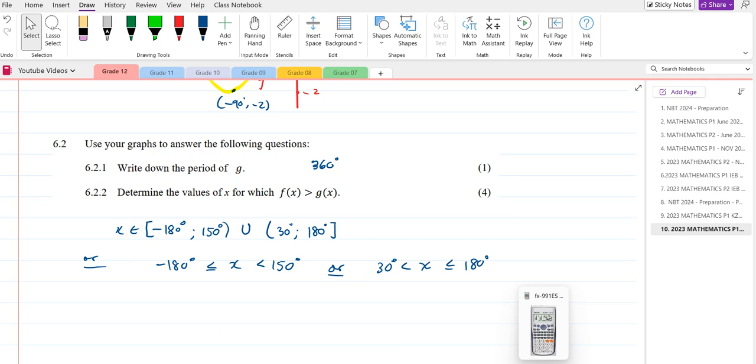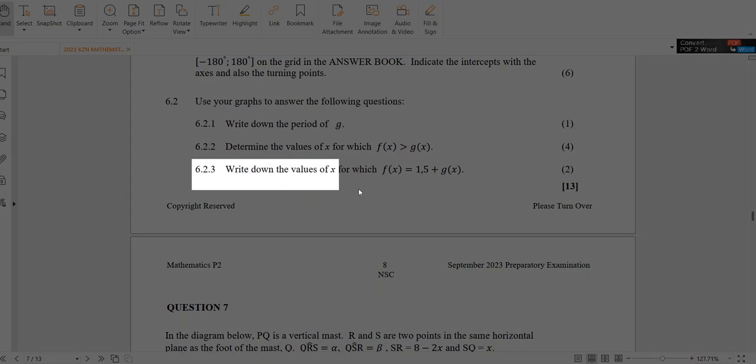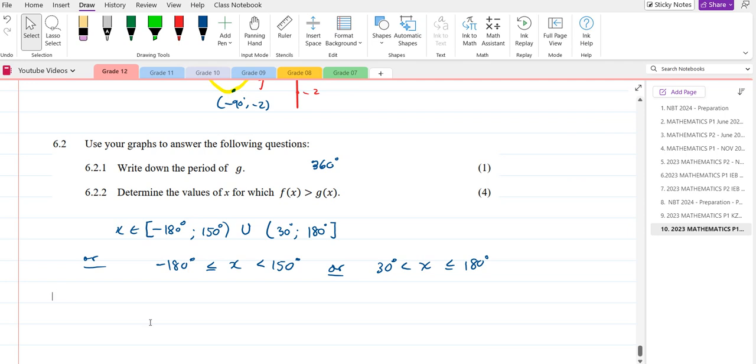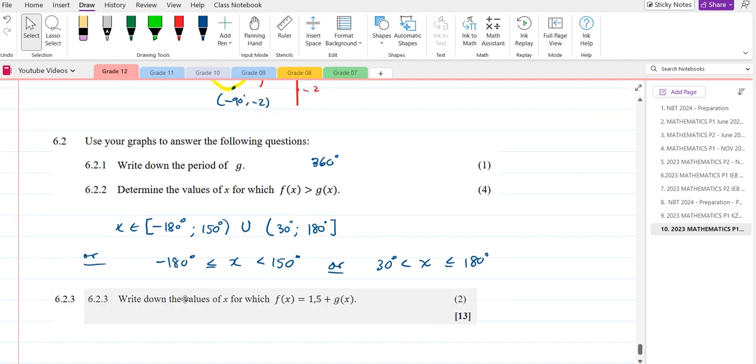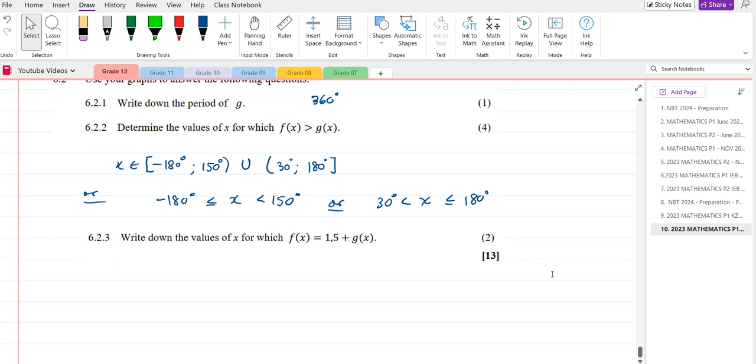Now the last question in this is 6.2.3. Right, let's see how we're going to get this. Write down the values of x for which f of x is equal to 1.5 plus g of x. Now you can also write it like this: f of x minus g of x is equal to 1.5. Where is the difference between the f and g graph 1.5? In other words, f graph needs to be above minus below. The difference between the two graphs is 1.5.